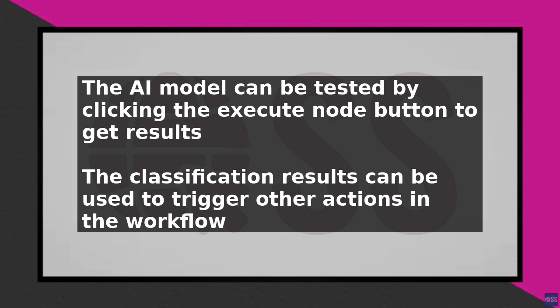Best practices for building a no-code AI agent in N8N include starting with a simple workflow and gradually adding more complex nodes and configurations. It is also important to test your workflow regularly to ensure it is working as expected.